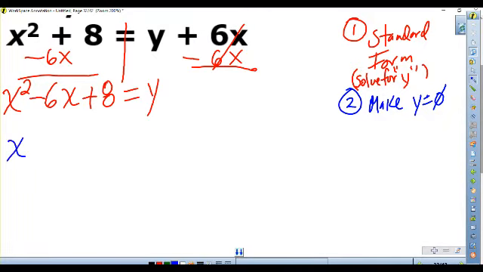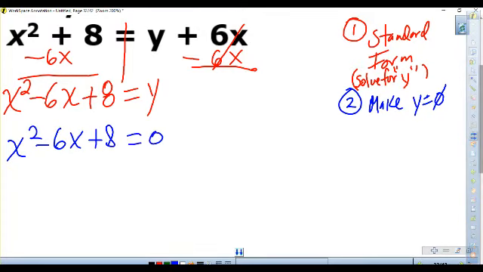So then we end up with x squared minus 6x plus 8 equal to 0. Does everybody understand why we make y 0? Yeah. Because it has no value, right? Because it has no value and we need to solve for x. Is that correct? Okay.